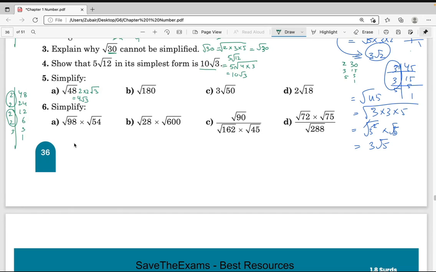Same way, 180. So if I have 180, this is 90, 45, 15, 5, 1. See, Haresh, one pair, two pairs. 2, 3 times is 6, and 5 is left alone. So this is 6 square root 5. Yes, sir.